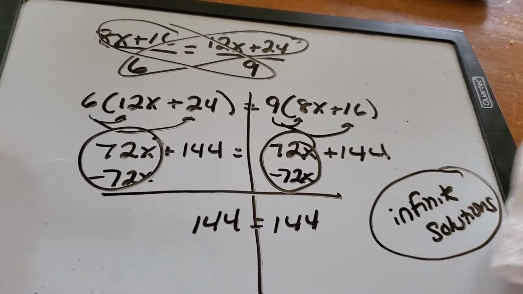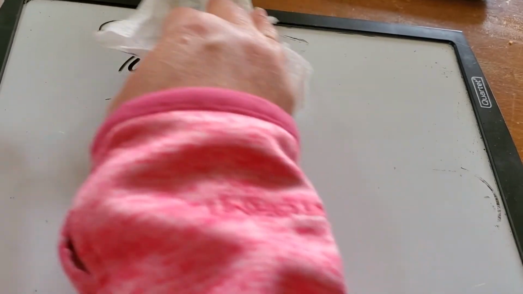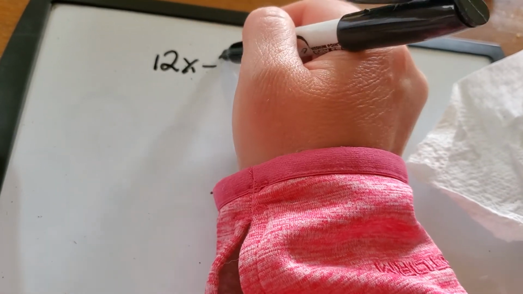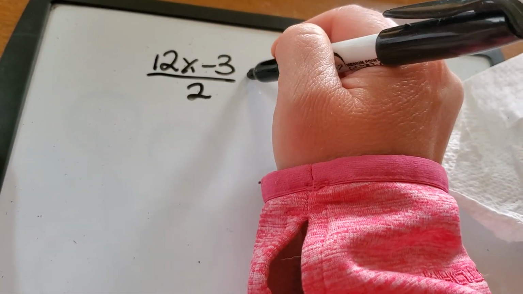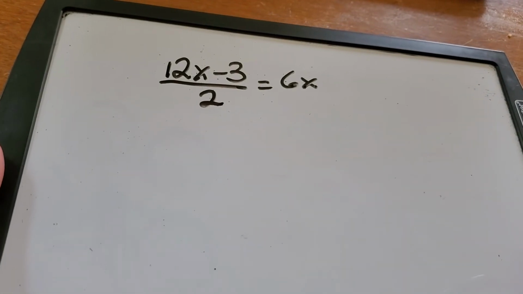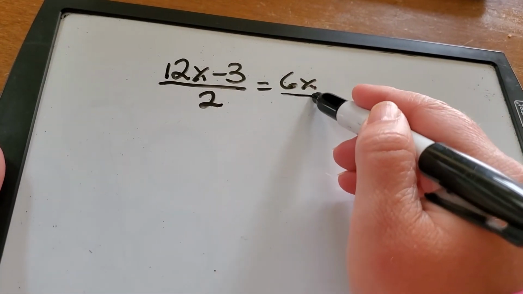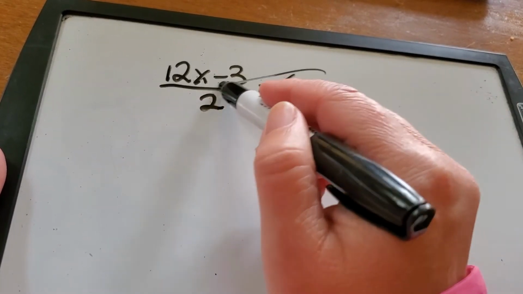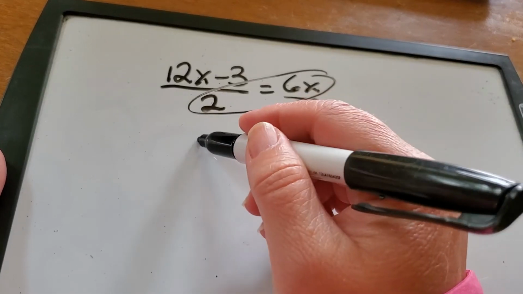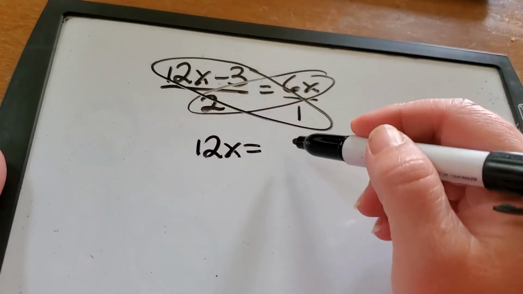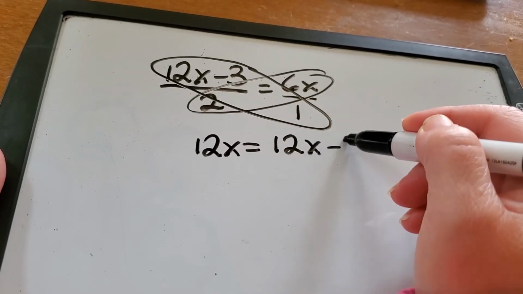One more, stay with me. This time I'm going to solve the equation (12x - 3)/2 = 6x. Now I want you to realize if you don't have a denominator here, you can put that over 1 just like we always do. You can cross multiply here. 2 times 6x is 12x. (12x - 3) times 1 is just 12x - 3.